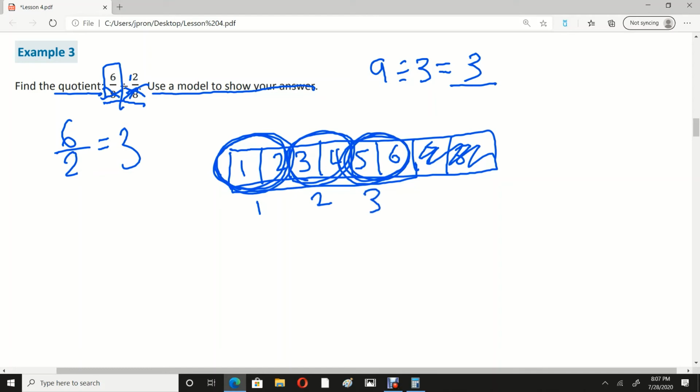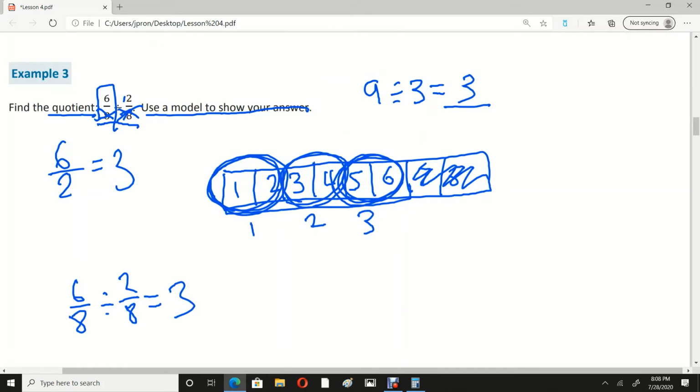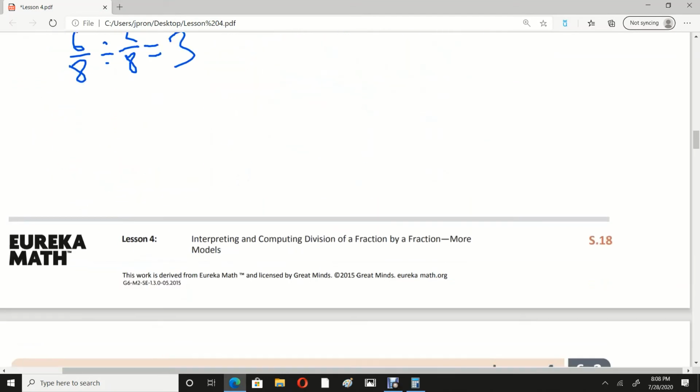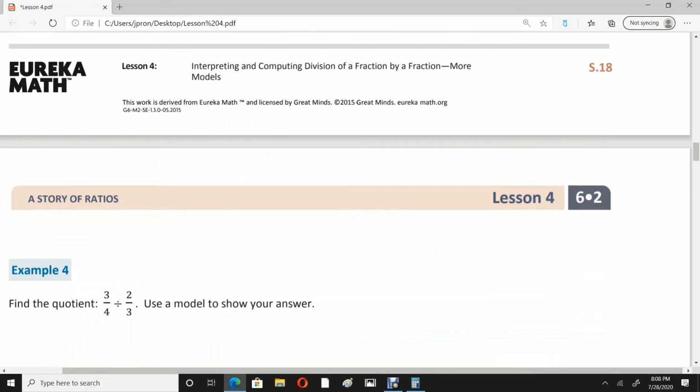Hey, look at that. We come back and we find that our answers match. So 6/8 divided by 2/8 equals 3. Fantastic. Did you come up with something different? Let me know. And with that, we're going to go ahead and move forward.